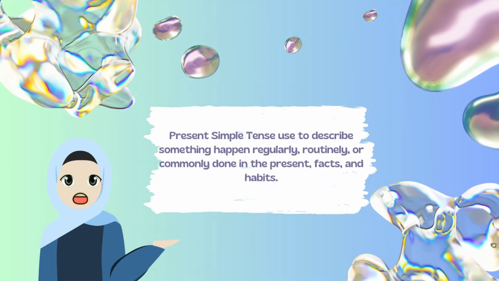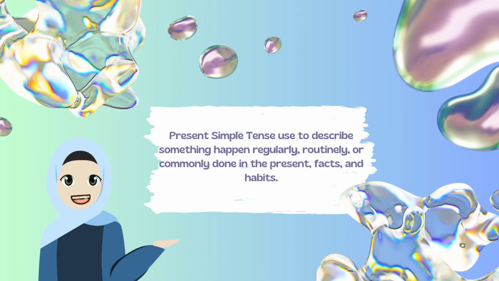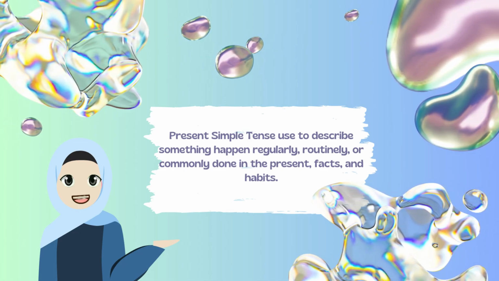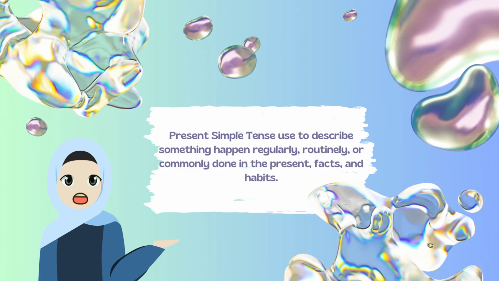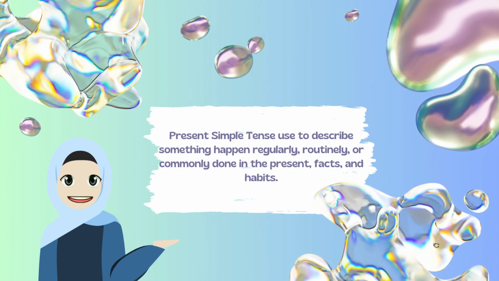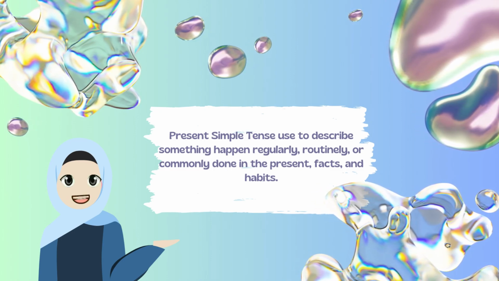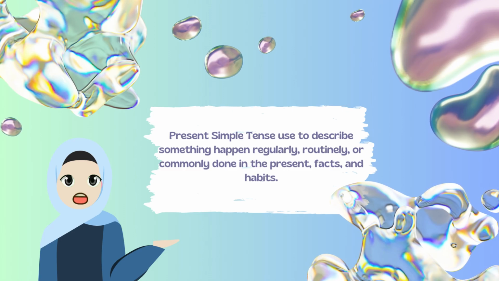The present simple tense is the most basic English grammar tense. We use it to describe something that happened regularly, routinely, and commonly done in the present. Also, it can be used to describe facts and habits.